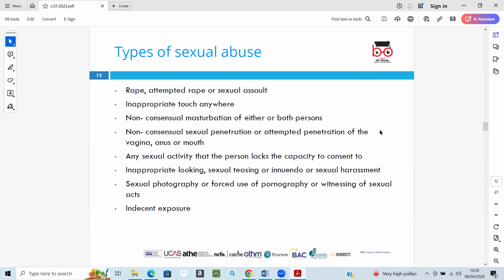Now, for example, we have the types of sexual abuse. I discussed what sexual abuse is before, and we mentioned a few points as well. Here we have some bullet points, which involve rape, attempted rape, or sexual assault, and inappropriate touch anywhere.